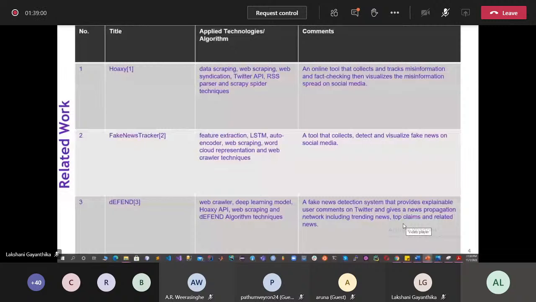As for the third one, it is dEFEND, a fake news detection system that provides explainable user comments on Twitter and gives a news propagation network, including trendy news, top terms, and related news. It also uses several technologies like web crawler, Foxy API, web scraping, and different algorithms, etc.